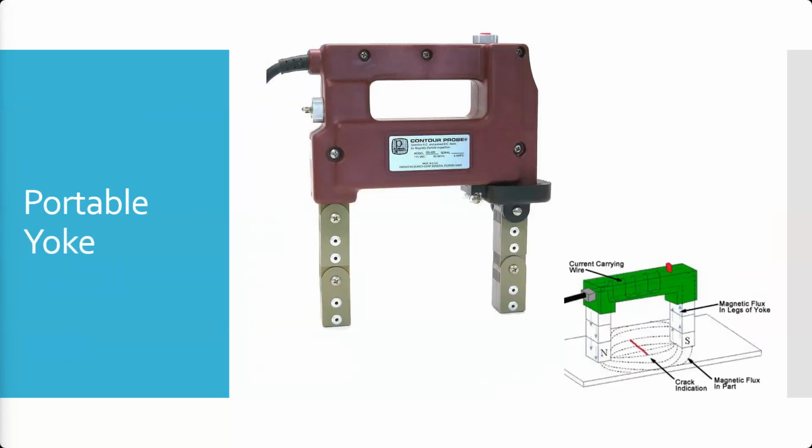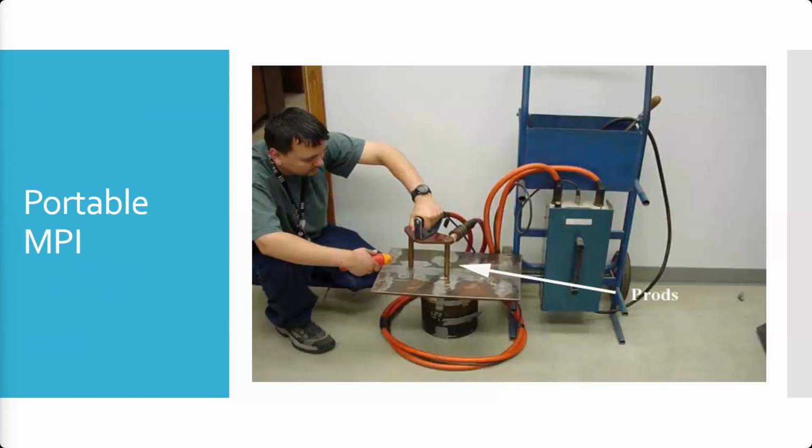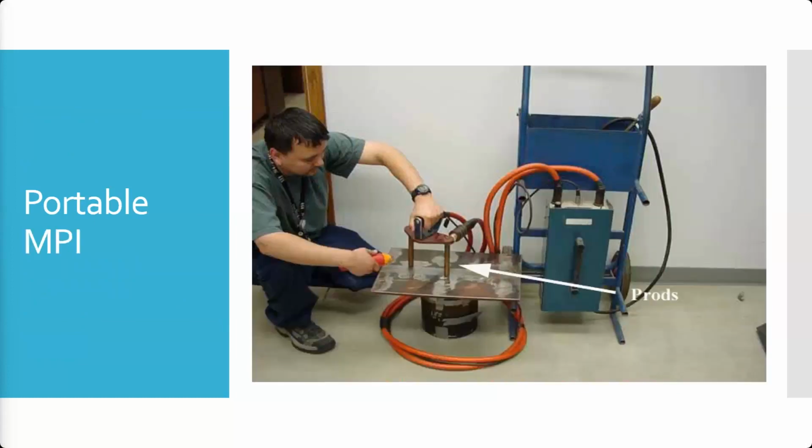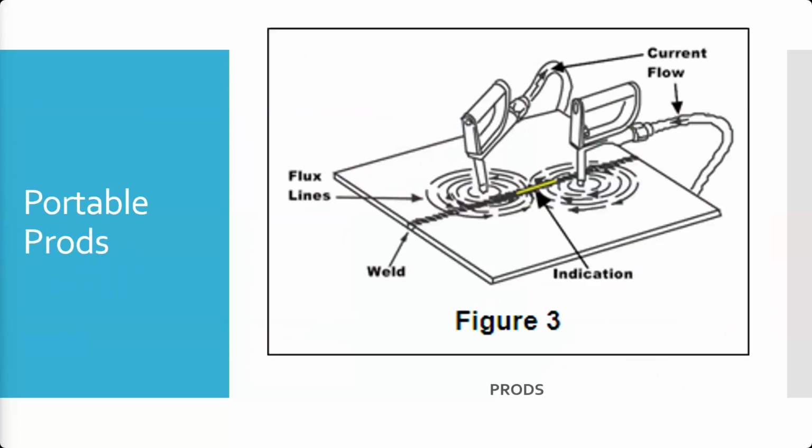A yoke looks something like this. This is the entire thing, versus the prods, where they've got this power pack transformer over here. This yoke, this cord right here, just plugs into a wall outlet. And it creates a magnetic field between the 2 legs. Now the difference is the prods are going to actually run a current through the part. And that's going to create a magnetic field in the part.